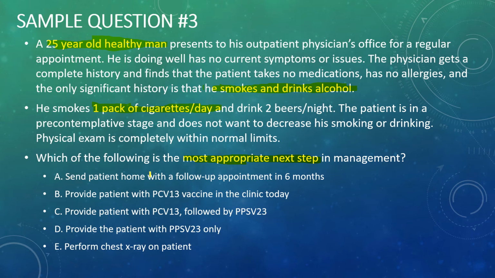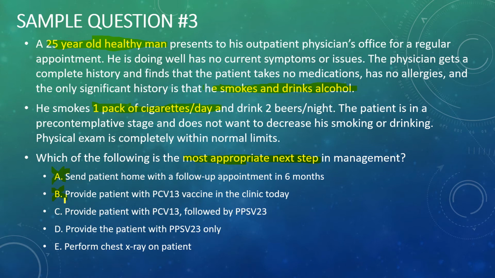So A, send patient home with a follow-up appointment in 6 months. No, he's an active smoker. So because he's an active smoker, he may need some vaccination. Okay, what does he need though? PPSV23 or PCV13? That's the question. Remember, PCV13 is given to patients who are asplenic, immunocompromised, have a cochlear implant, while PPSV23 is given to high-risk patients between 19 and 64.